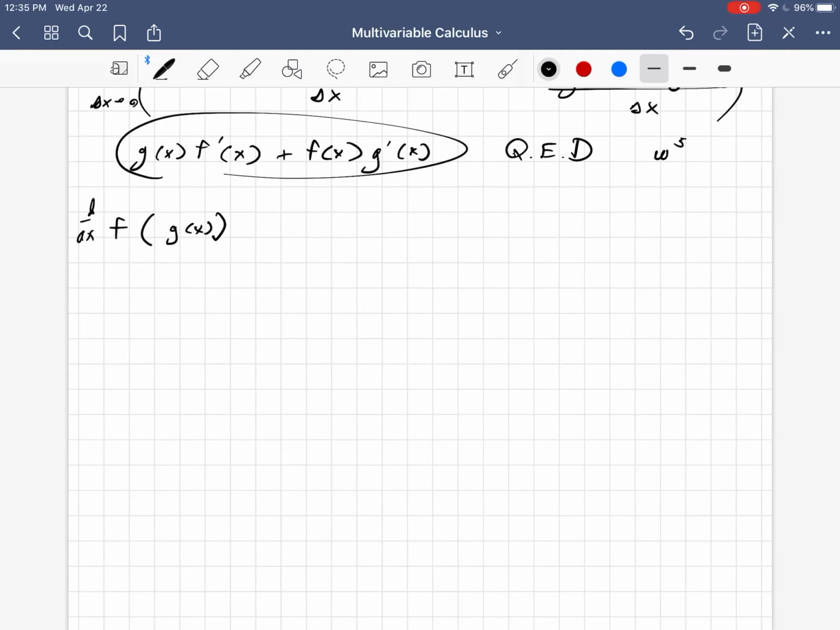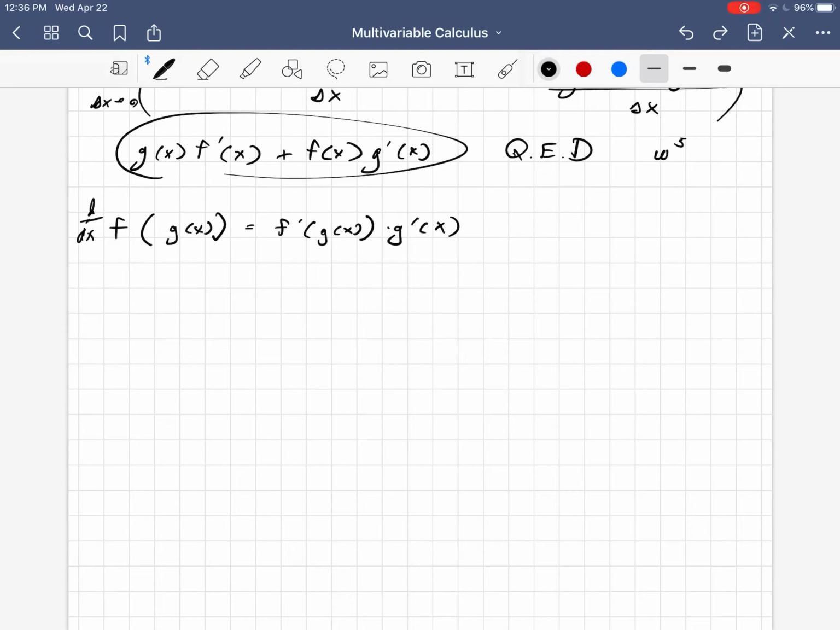So the chain rule says that if I've got a function f and I'm composing another function g inside of it, so f of g of x, if I'm taking the derivative with respect to x of f of g of x, I get f prime of g of x times g prime of x. So you could think of this as the derivative of the outer function times the derivative of the inner function. That helps some people.